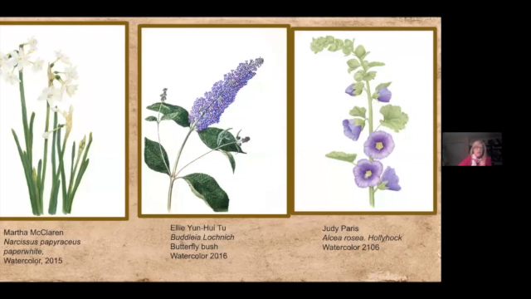They chose 45 artists from a jury. I picked these 3 because they're my favorites. Martha McLaren painted this beautiful paperwhite, and Ellen Hyun Hugh too created this beautiful butterfly bush, and Judy Paris painted this beautiful hollyhock. They had this exhibit in the prisoners' band rehearsal room, and I happened to be there to see that beautiful exhibit, and just an incredible amount of work.